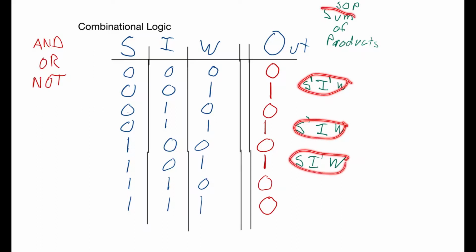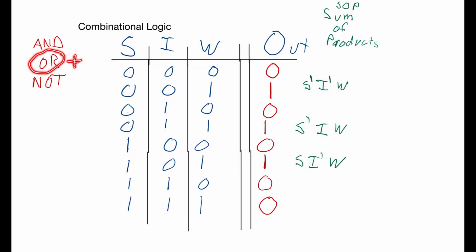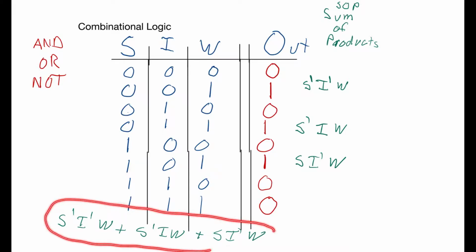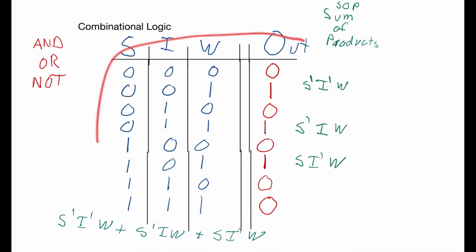And the sum operation is this OR operation that we actually use a plus sign for. So our final Boolean algebra expression will be these three terms summed together. And now that's it. We have a Boolean expression that we created out of this table.